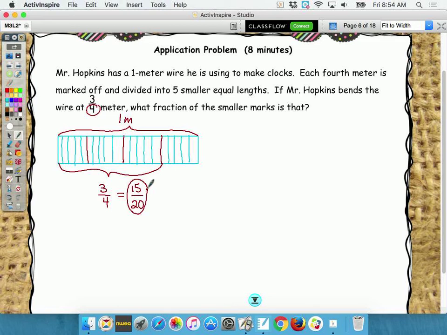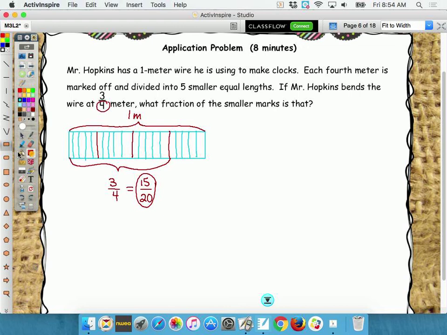15/20. Those are equivalent, by the way, because we did the same thing to the top that we did to the bottom. Now let's try it another way. Can you think of another way to show this? Grant? A number line. I like it. Good old number line.